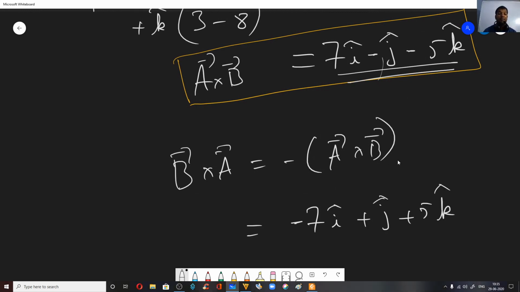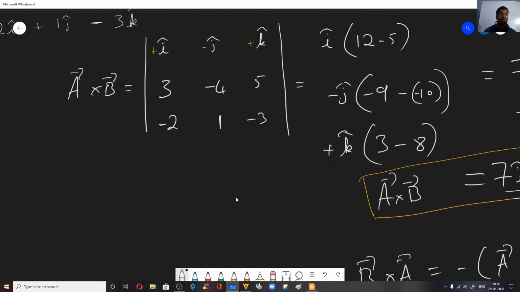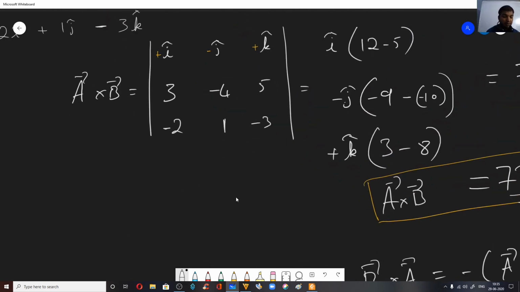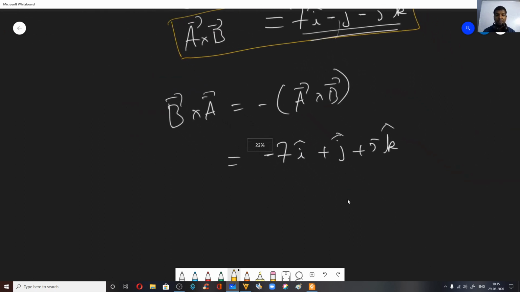Now b cross a means what you have to do. Remember, you will write b x here first. So the last row should come here, and the second row must come here. So just switch the rows and see if you can get the same answer here. All right, fine. So this is about cross product. Let us see in the next class.